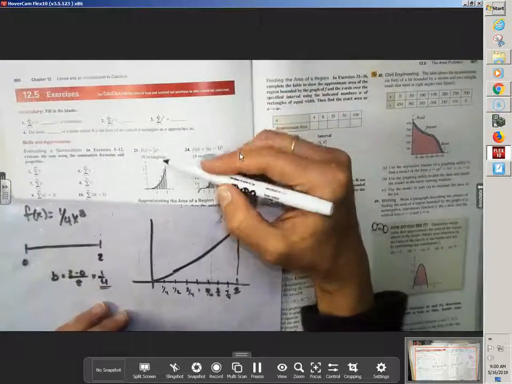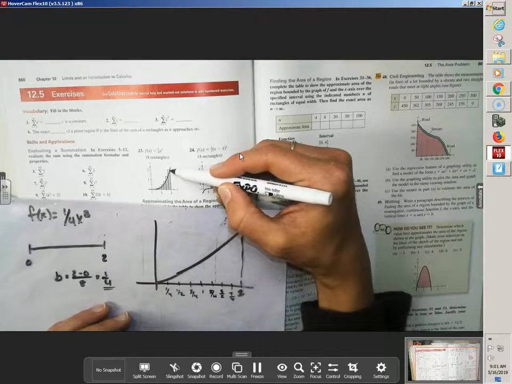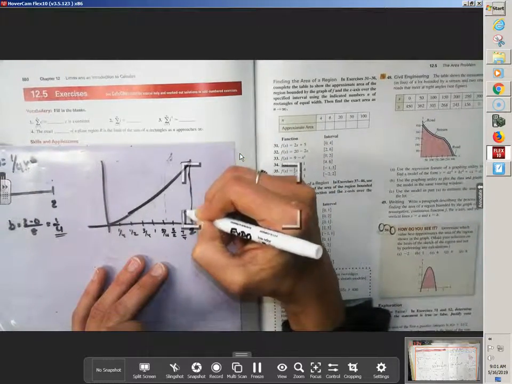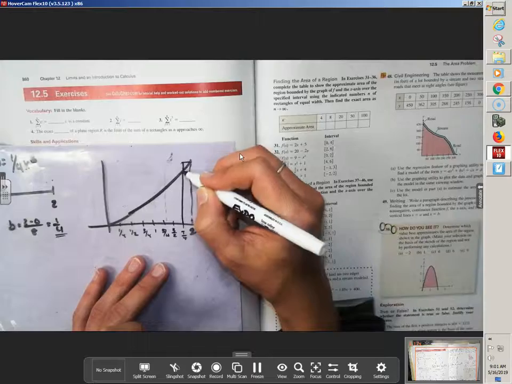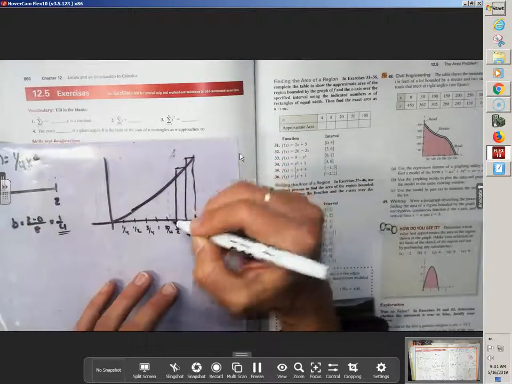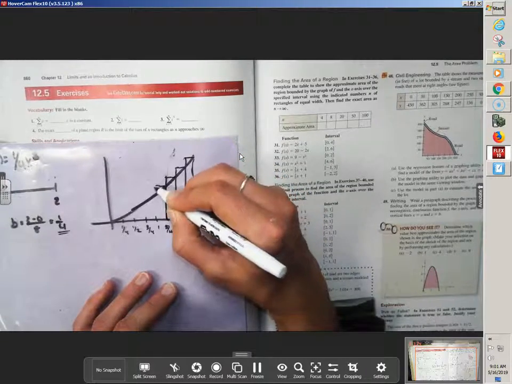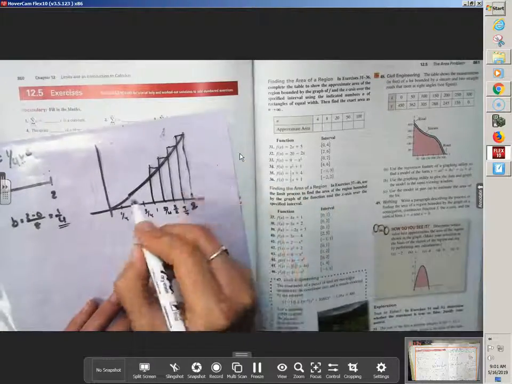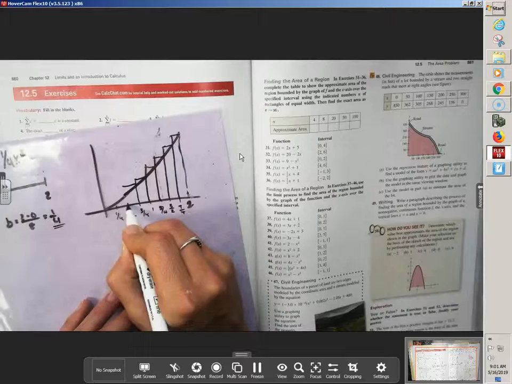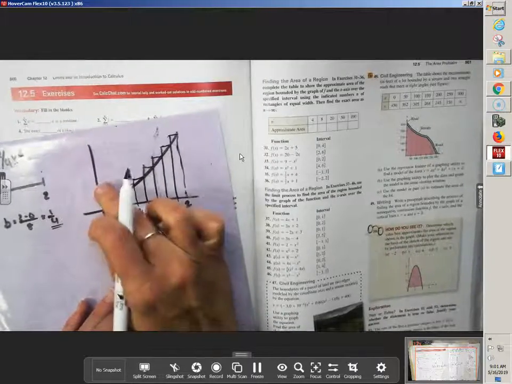Okay, now I have to look at my rectangles. Do you guys see how at 2, this rectangle goes up and hits the curve and juts out? So at 2, I'm going to get a height for that rectangle. At 7/4, Robbie, you focus, I'm going to have a height for that rectangle. At 3 halves, I'm going to have a height for that rectangle. At 5/4, I'm going to have a height for that rectangle. Okay, so 1, 2, 3, 4. At 1, 5, 6, 7, 8.